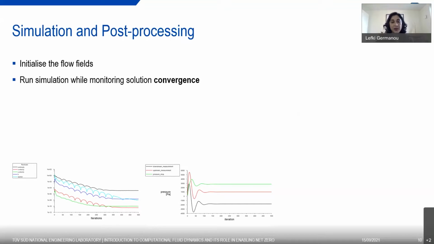In general, we aim for the residuals to be below 10 to the power of minus 5. But in some complex geometries, this cannot always be achieved. So we might also accept residuals in the order of 10 to the power of minus 3 and below, of course.